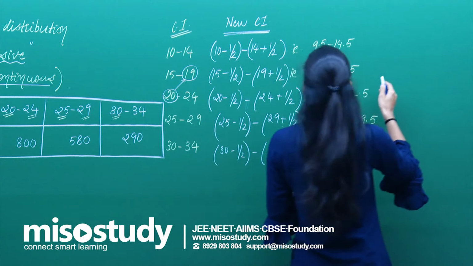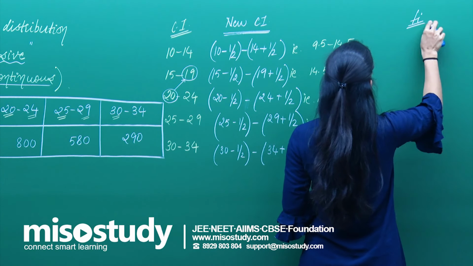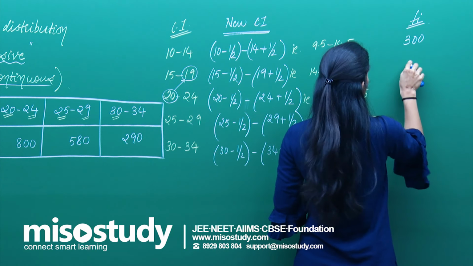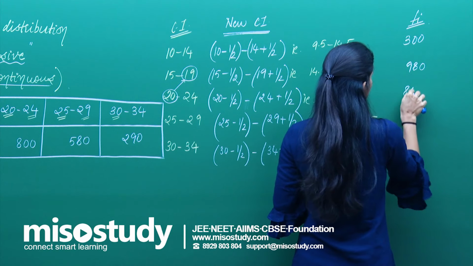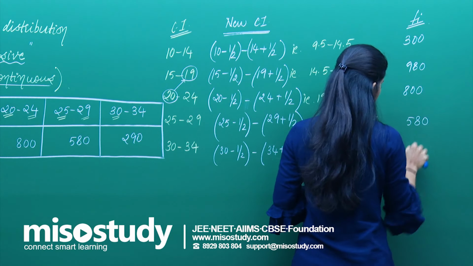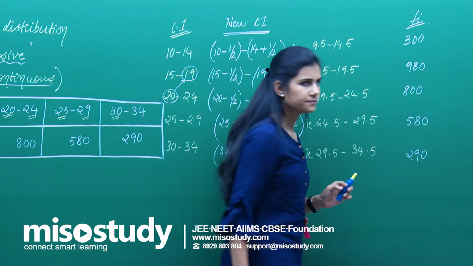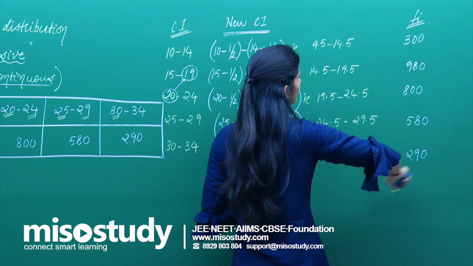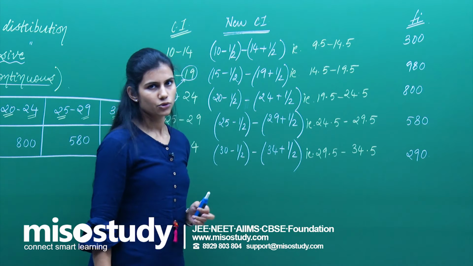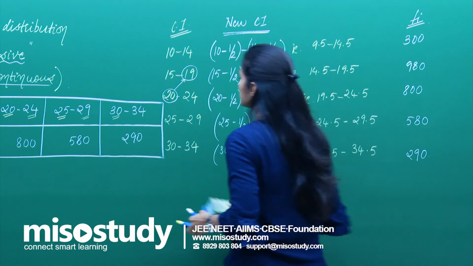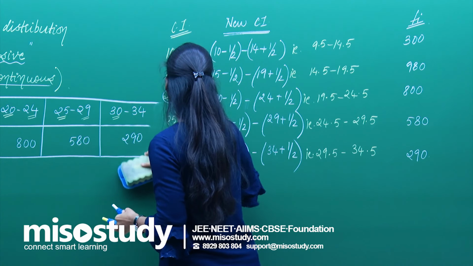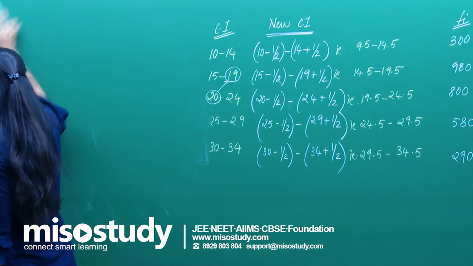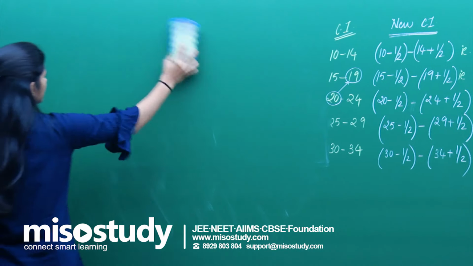So here with these class intervals, I have my frequencies given to me as, frequencies will not change, they will be the same: 300, next was 980, then 800, then 580 and then 290. Is it clear? And now this much is something that you already know how to draw the histogram of. So let us quickly accomplish drawing the histogram for the case of a continuous frequency distribution with equal class size.